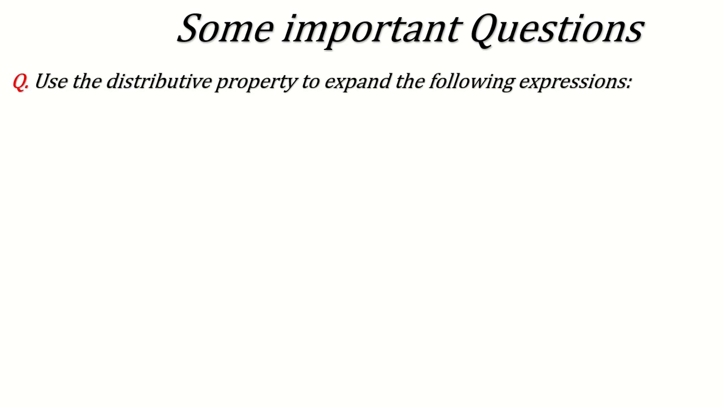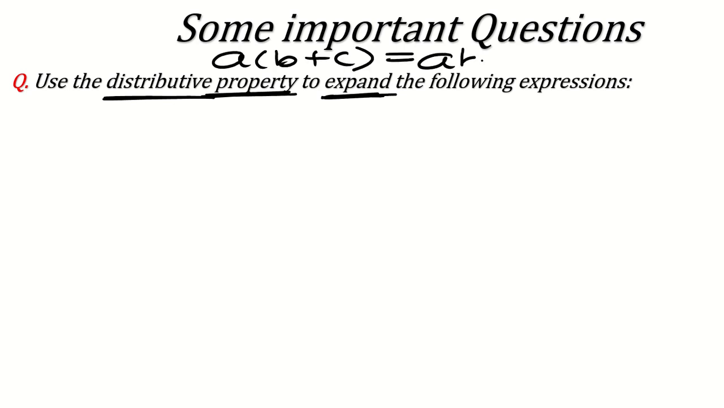First question can be, use the distributive property to expand the following expression. Make sure that you are reading the question carefully. We have to use the distributive property. So whenever you read the question distributive property, immediately this formula should be in your mind: A times (B plus C or minus C) is equal to A times B plus A times C.